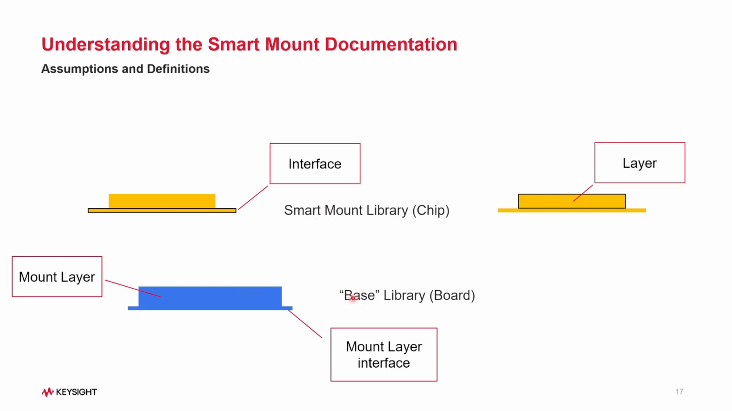Whereas the base library, which is referred to as board, is represented by this blue block, and this is the mount layer that you see here. The part sticking out is the mount layer, and this is the mount layer interface, so the interface the mount layer is attached to.